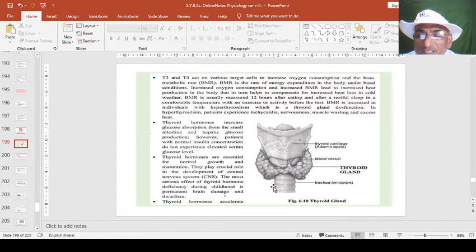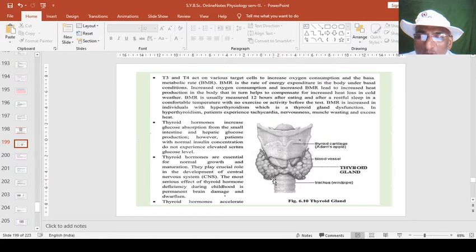So this is the structure of the thyroid gland. This is the trachea, and here our neck is there. Below the neck, in the neck region at the anterior end, there is the triangular thyroid cartilage, which supports this thyroid gland, also called the Adam's apple. Below that there is a blood vessel which supplies blood to the gland, and this is the main thyroid gland.